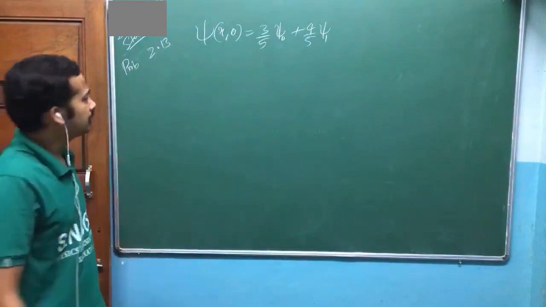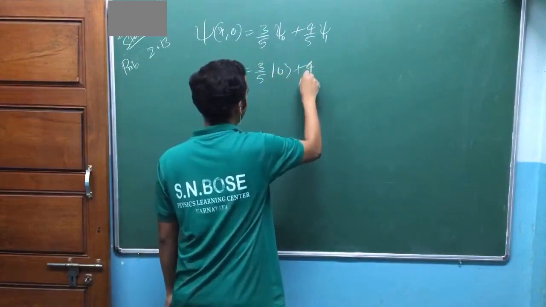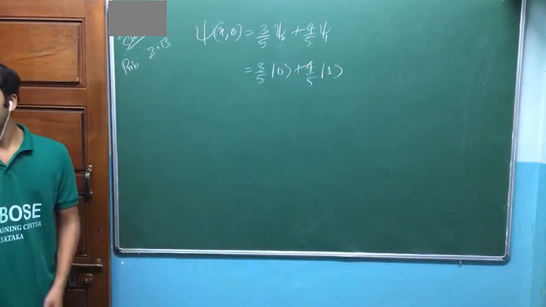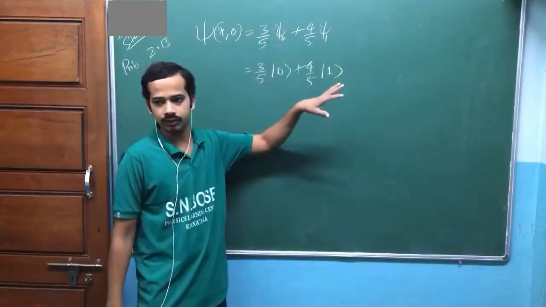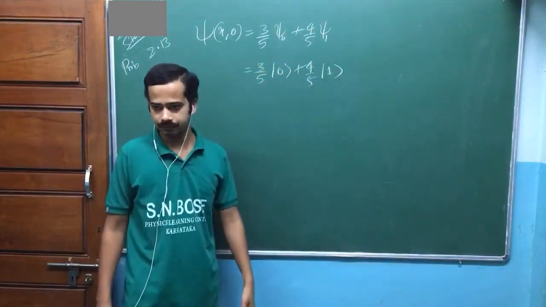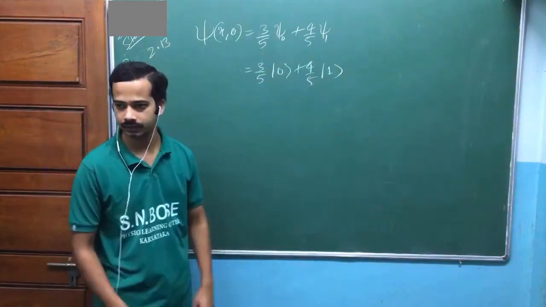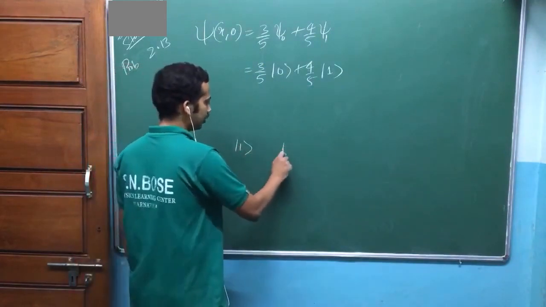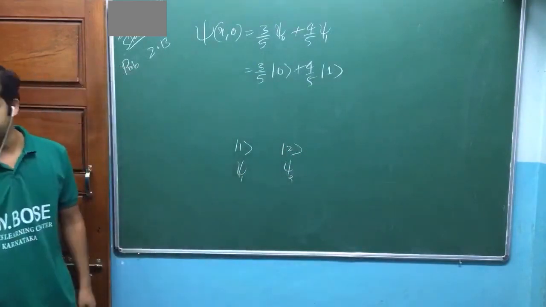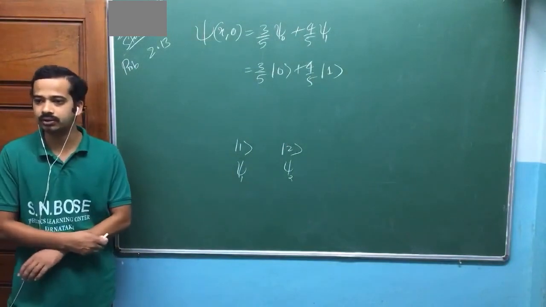Just check it out. In Dirac notation, they may write 3 by 5 state 0 plus 4 by 5 state 1. They write like this in case of Dirac notation. If you find any problem with Dirac notation, in place of this ket vector, just use your psi notation and proceed. Suppose you are not comfortable with Dirac notation, and they have given ket 1, ket 2 like this, just use psi 1, psi 2 and do as it is. Later you will feel comfortable with Dirac notation because it's very handy.